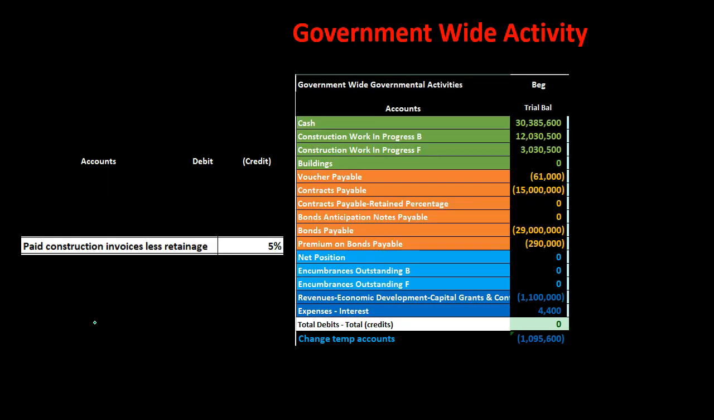Back to the government-wide activity, we're going to say now that we paid the construction invoices less a retainage of 5%. So now we're going to pay off the contracts. We have the contracts payable. It's typical to retain some of it because the job's not done yet. So we're going to pay off some of the contract, but we're going to keep some of it, and we'll say, hey, you already did this work, but we don't want you to take all the money and go. We still owe you this money, but we'll give it to you when you finish the job.